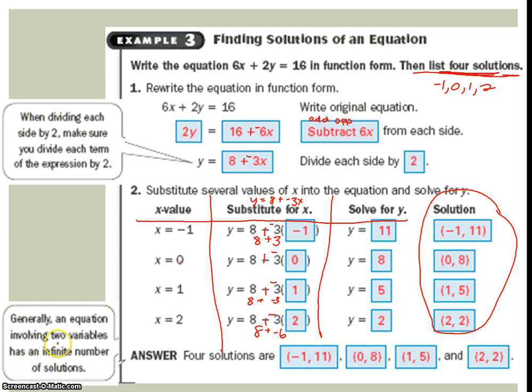Generally, an equation involving 2 variables has an infinite number of solutions. It just depends on what value you put in for x. But if they don't tell us, we are always going to use negative 1, 0, 1, and 2 so that we all get the same answer.